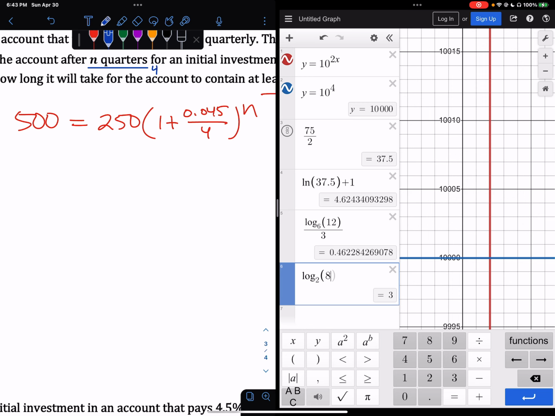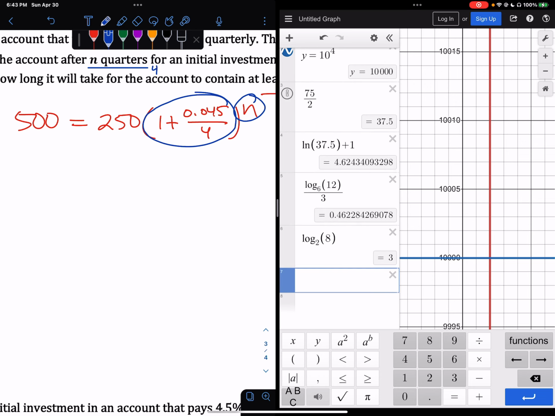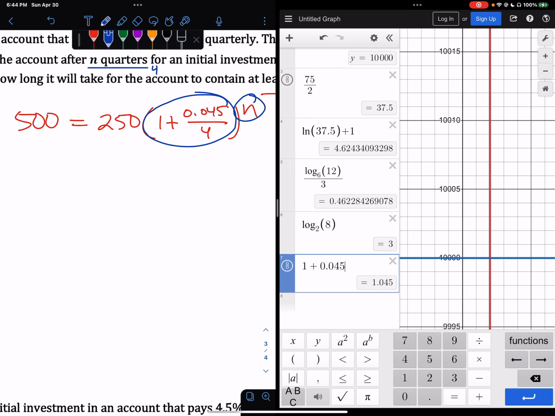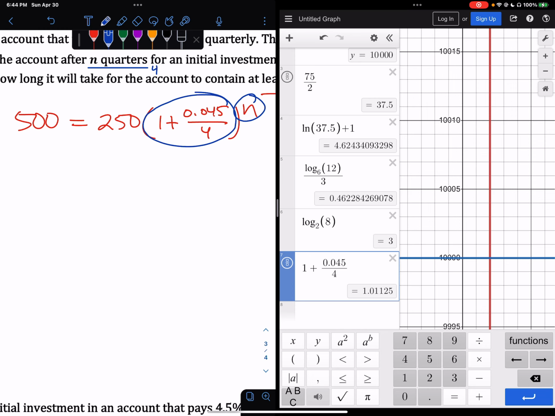So in this case, we have our N attached to this number right here, 1 plus 0.045 over 4. We're just going to quickly figure out what that is. So I'm going to go to Desmos. What is 1 plus 0.045 divided by 4? And since there's not a ton of decimals, I'm actually just going to use them all. So 500 equals 250 times 1.01125 to the power of N. Again, if there were 10 decimals or something like that, I'd probably round a little more, but there are only 5 decimals, so that's not too bad.